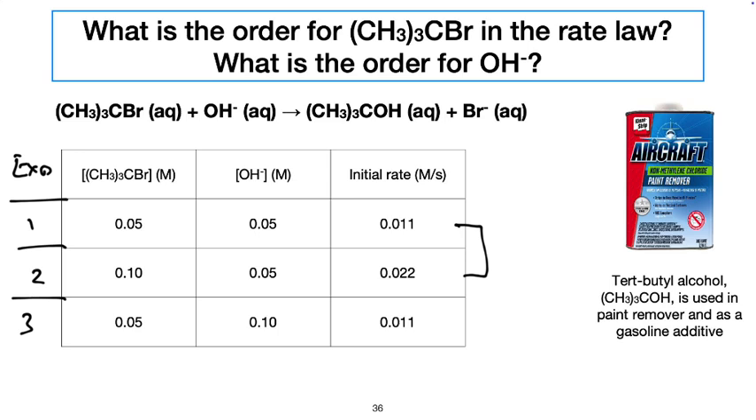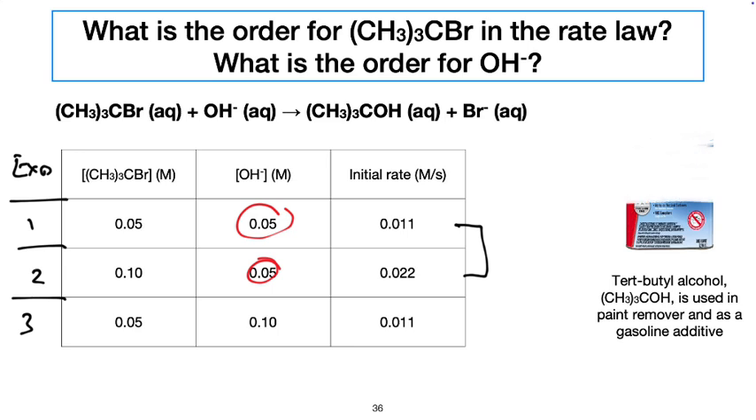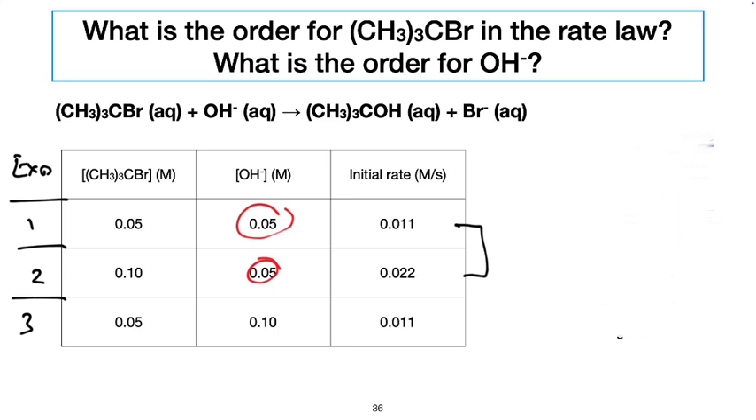Because there's only one thing being changed. The hydroxide stayed constant, which means hydroxide concentration stayed constant. So if we looked at our general form for our rate expression, rate equals K, we're just calling it CH3, which I know is wrong. Don't give me a hard time. Too much of a hard time.